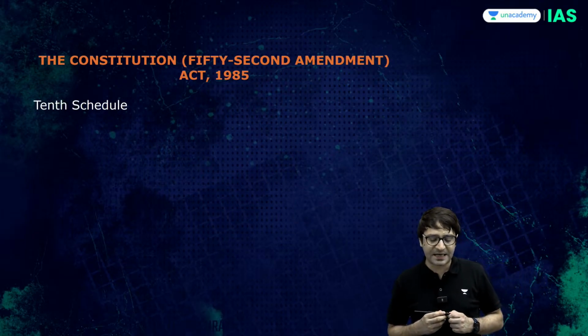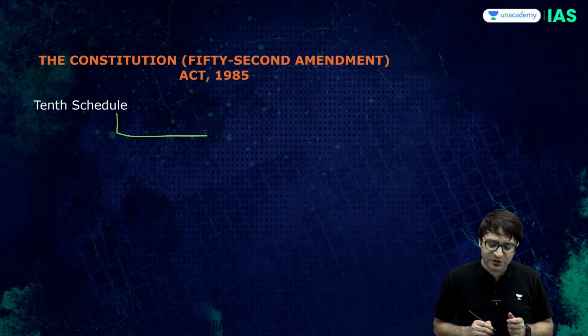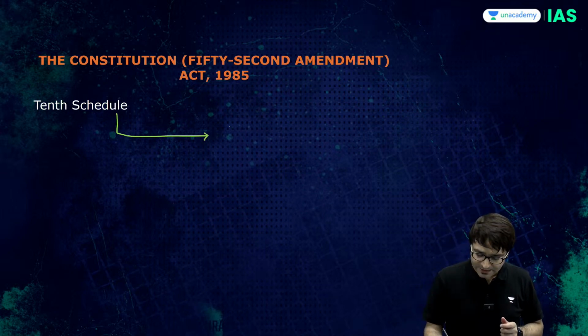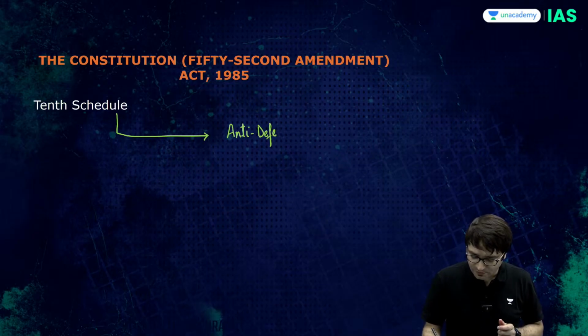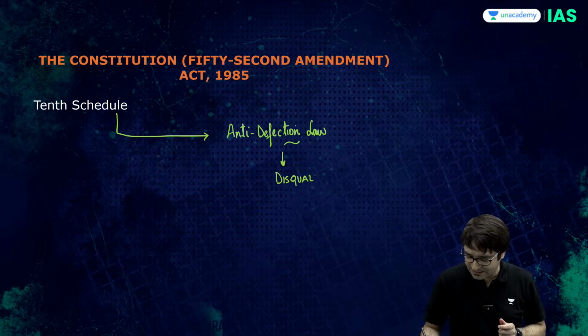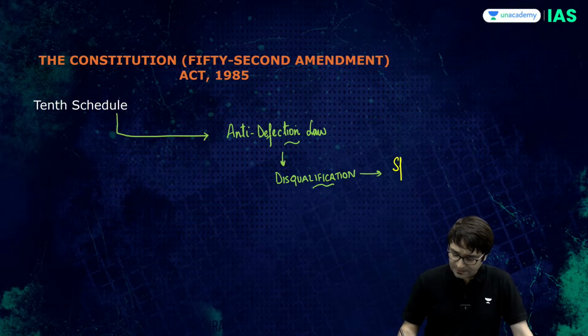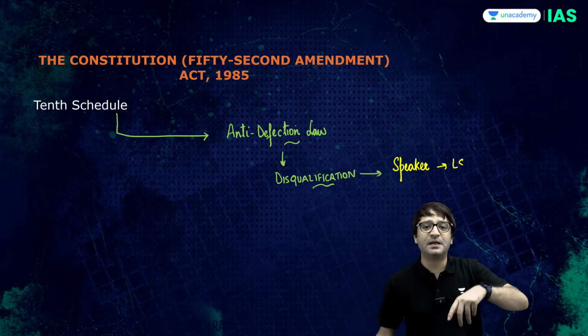Constitution 52nd Amendment Act 1985, and it is this Constitutional Amendment Act which added the 10th Schedule to the Constitution, and it is this 10th Schedule which is known as the Anti-Defection Law. And who takes the decision on the disqualification of legislators when it comes to defection under the 10th Schedule of the Constitution? That power is with the Speaker of the Lok Sabha. That power is with the Speaker of the Legislative Assembly.